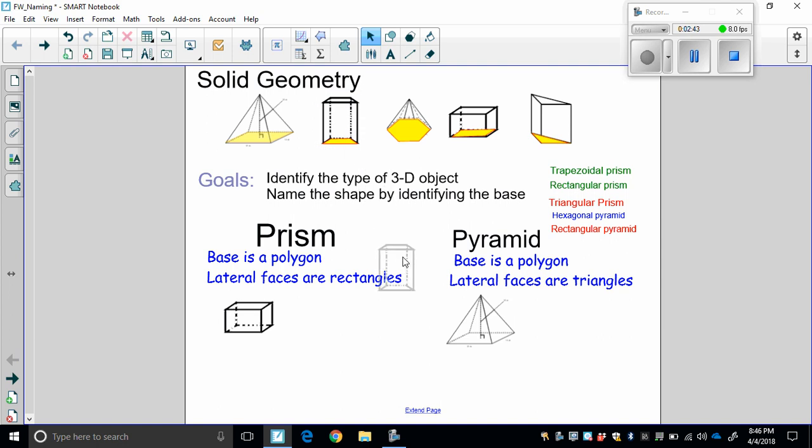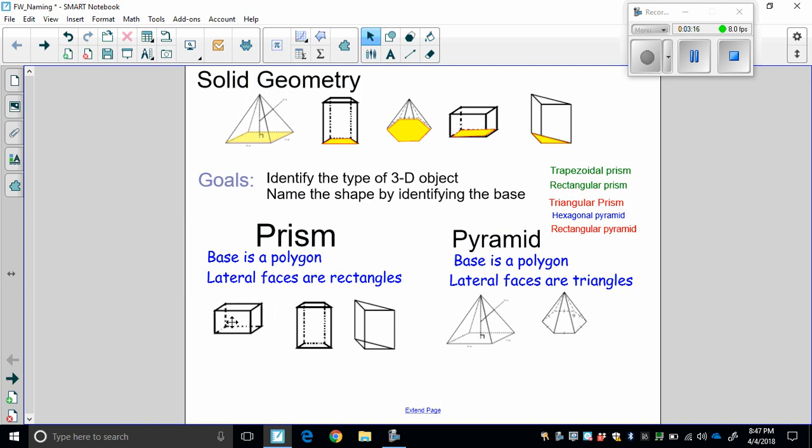So if we look at this here, this has a trapezoid base, but if you go around it, all of the faces are rectangles, so we call it a prism. And this one has triangular lateral faces. They come to an apex, that point, so that's a pyramid. And this is a prism because it has a triangular base, but the lateral faces are rectangles.